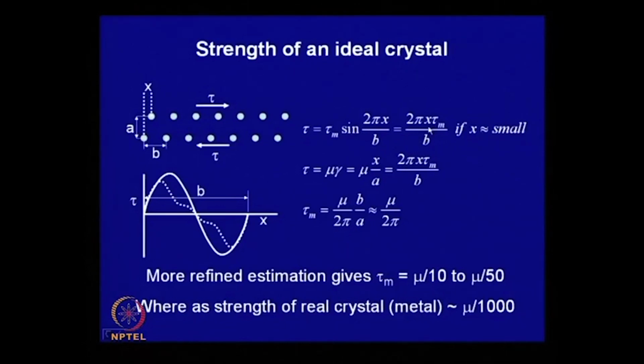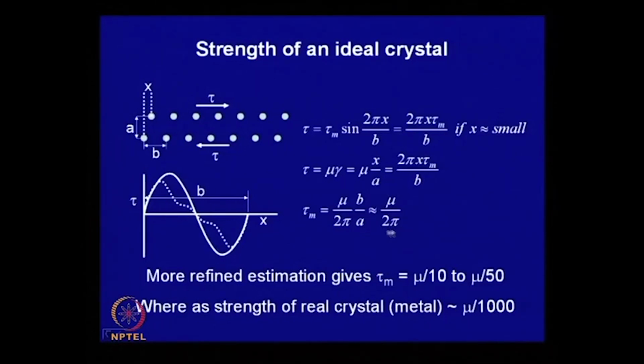Now both represent the same thing. If you equate the two, with algebraic simplification you get that the shear strength of the crystal is of the order of mu over 2 pi times b over a. Here, b is the spacing along the slip direction and a is the spacing normal to the slip plane. Usually, if we assume they are nearly the same, the shear strength of an ideal crystal is roughly mu over 2 pi.